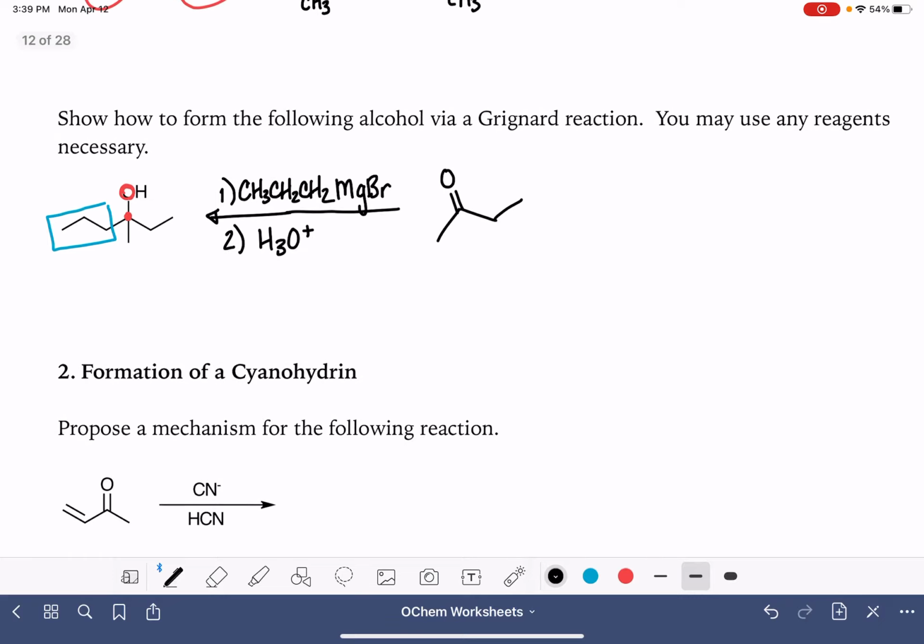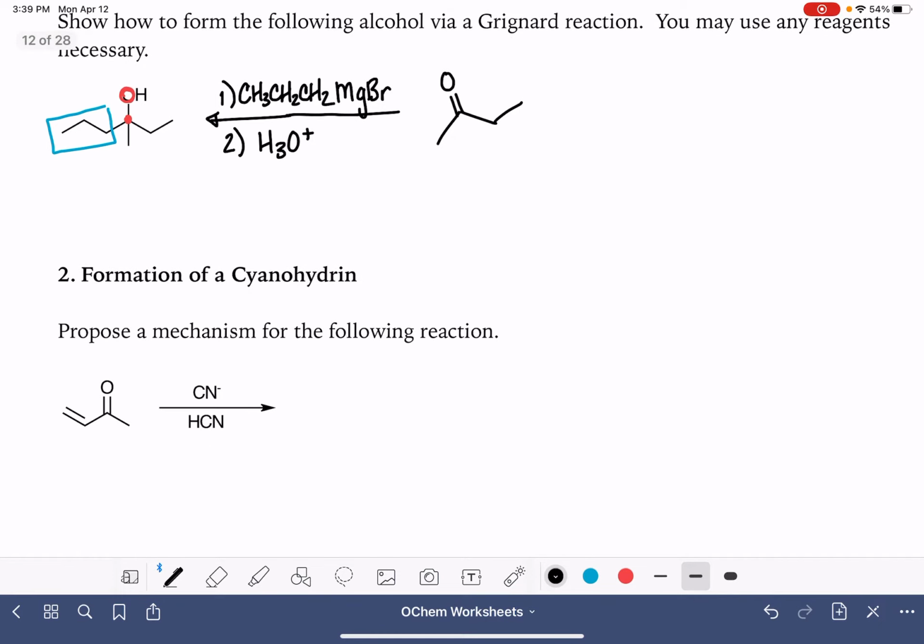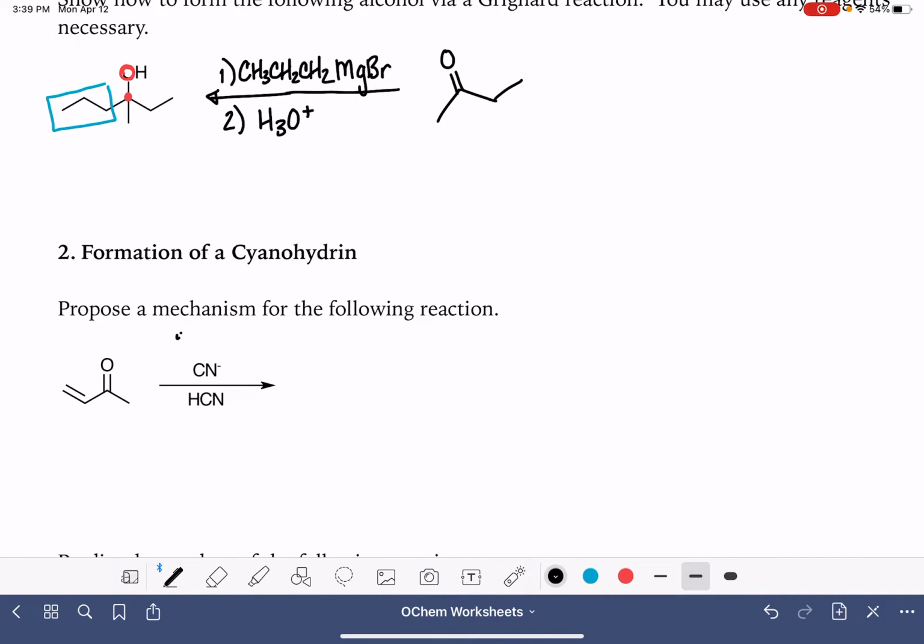Now, a new reaction that we're going to look at is the formation of a cyanohydrin. In this reaction, we're using cyanide as the nucleophile. Sometimes it's just written as KCN instead of CN-. This reaction is in pretty weak equilibrium, so the equilibrium is assisted by putting a little HCN in there as well.